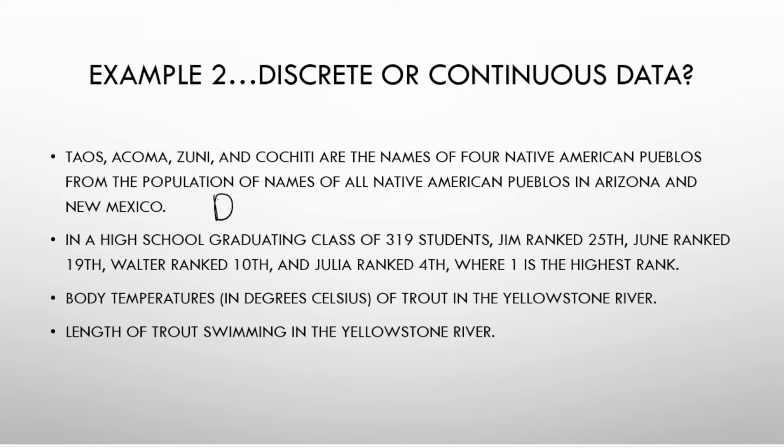Next one, in a high school graduating class of 319 students, Jim ranked 25th, June ranked 19th, Walter ranked 10th, Julia ranked 4th, where 1 is the highest rank. Discrete again, right? So this one, again, we're just measuring rank. You can't rank 1.5. Because there's a set order to it, there's a set number of possible outcomes, this one's going to be discrete as well.